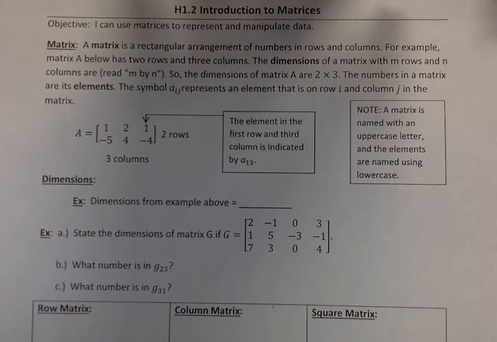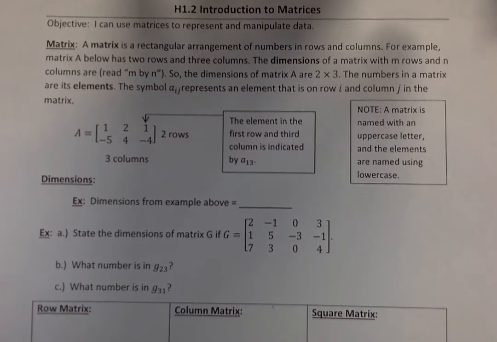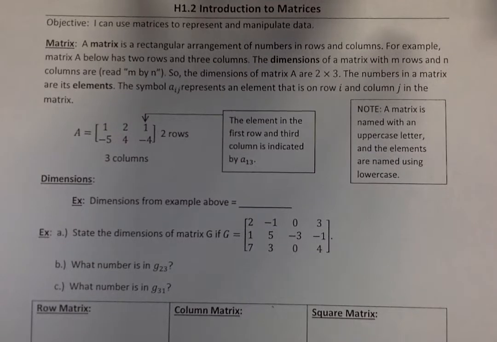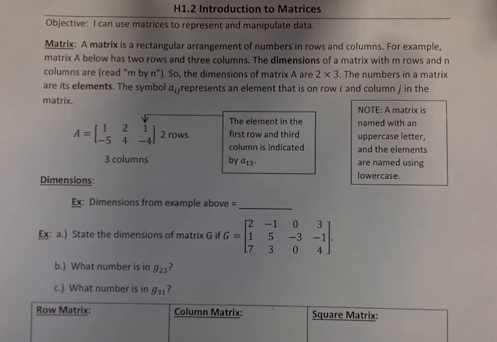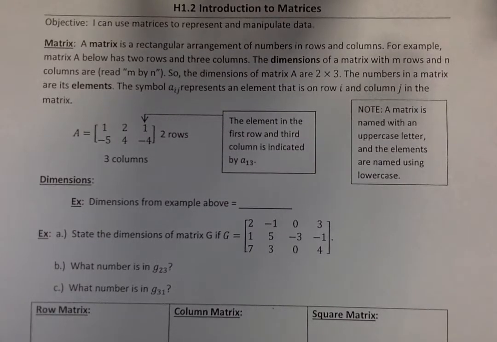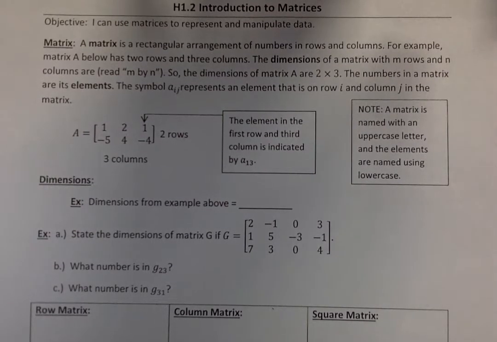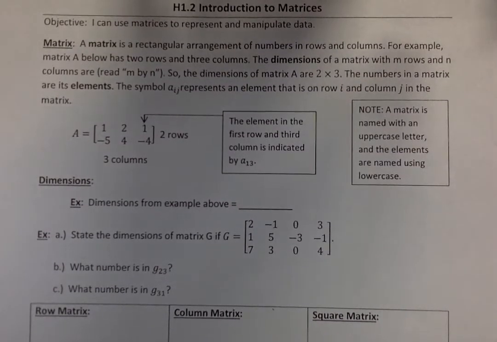A matrix is a rectangular arrangement of numbers in rows and columns. For example, matrix A below has 2 rows and 3 columns. The dimensions of a matrix with m rows and n columns are read m by n. So the dimensions of matrix A are 2 by 3.